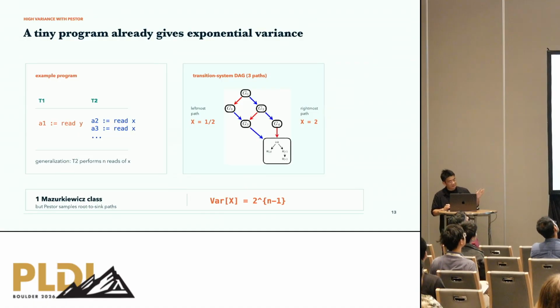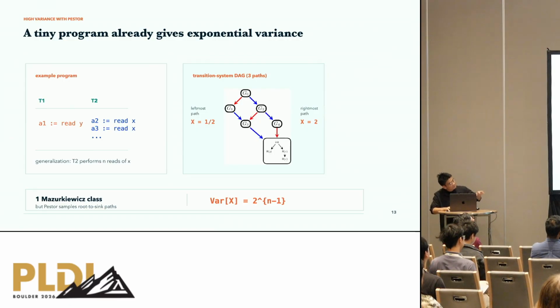As we show here with this simple program, we have just one thread reading from a variable y, and another thread having n reads from a variable x. The DAG estimator we propose here already results in exponential variance, while it only has one Mazurkiewicz equivalence class. This also means that the relative variance is also exponential. It means that the estimation is now going to converge in exponentially many rounds.